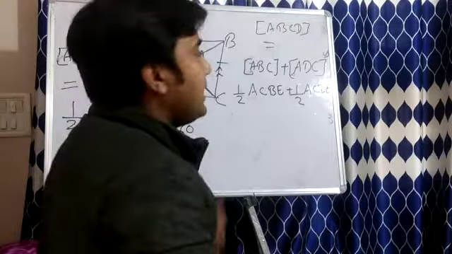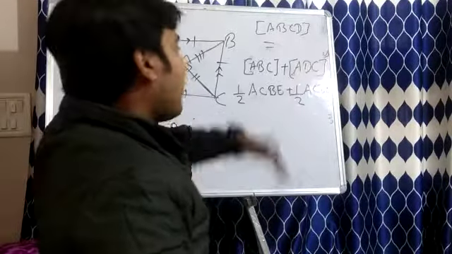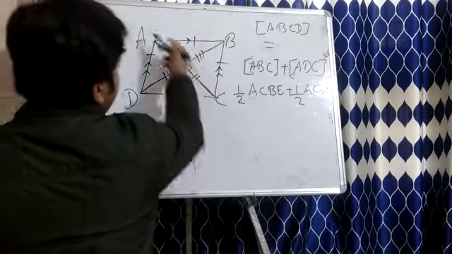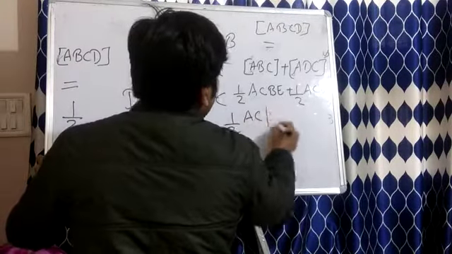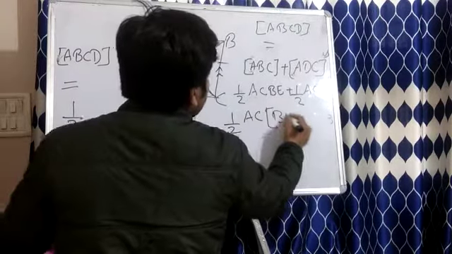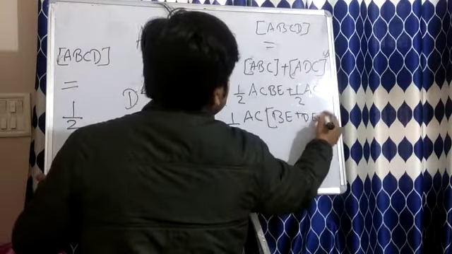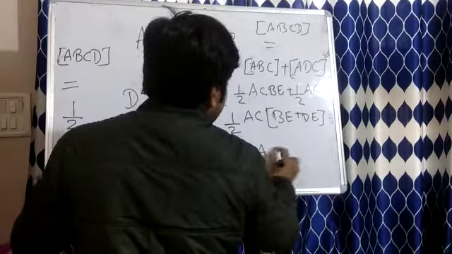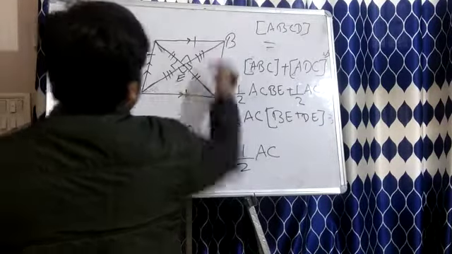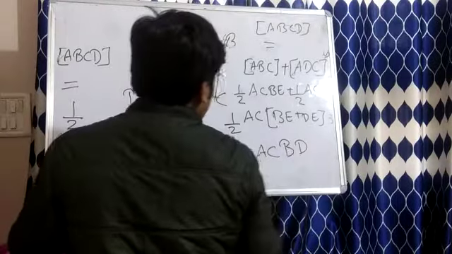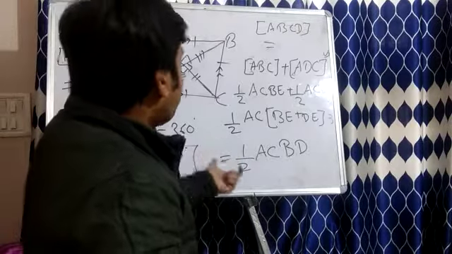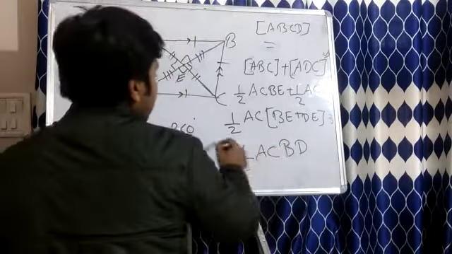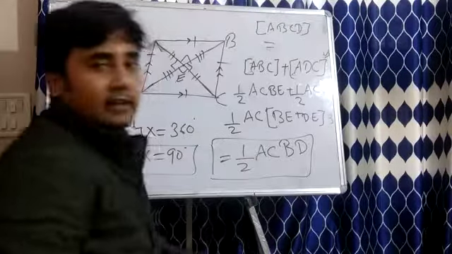Because we know that the area of a triangle is half base into height. Height is what? A perpendicular dropped to the base. So DE is certainly the altitude dropped to the base AC. So if you take AC as common, and BE plus DE, this is equal to half AC. And what is BE plus DE? It is BD. Therefore, the area of a rhombus is half of the product of the diagonals AC and BD. Okay, so this is the area of a rhombus.